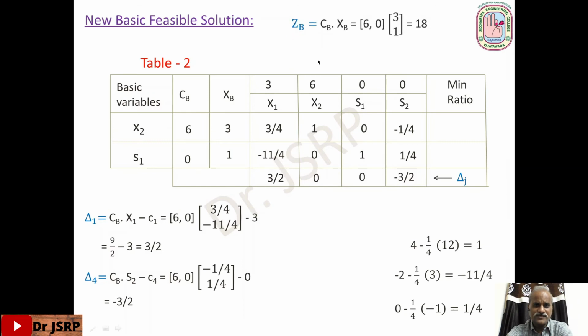Here objective function value ZB is CB XB. This column into this column. So 18 plus 0. So 18. So this is the new basic feasible solution. Again repeat the same process.